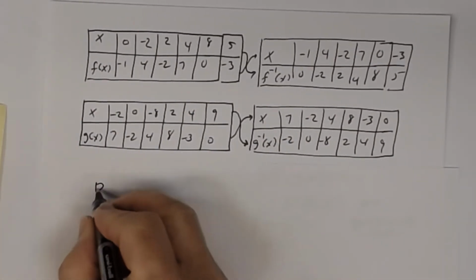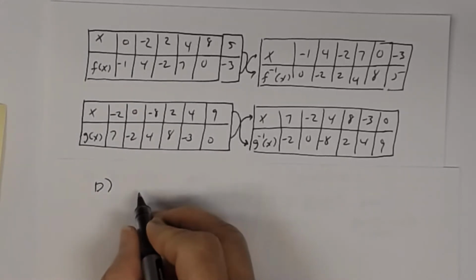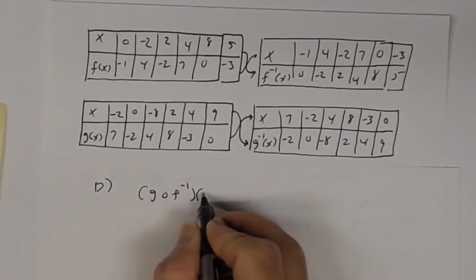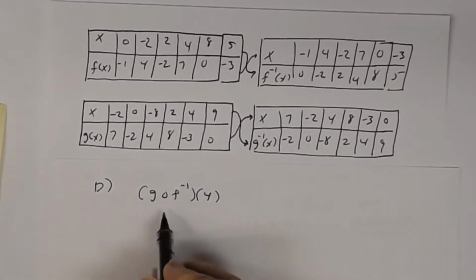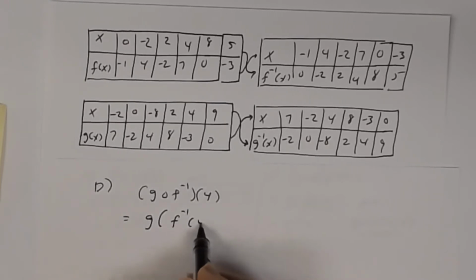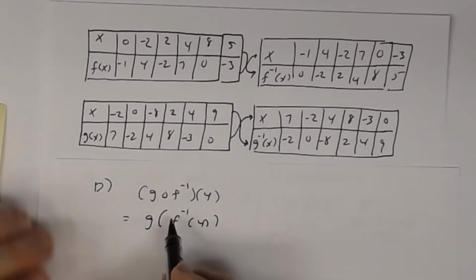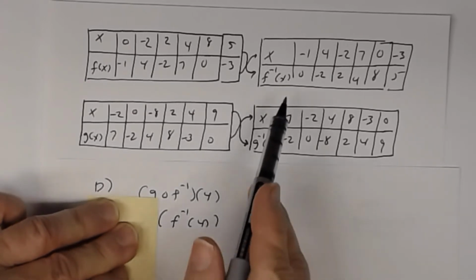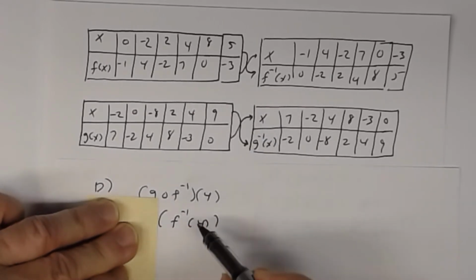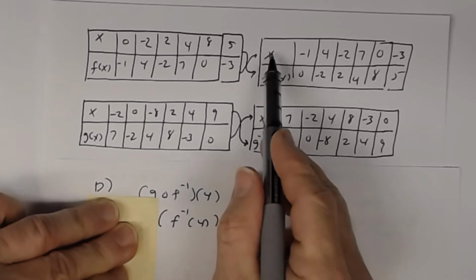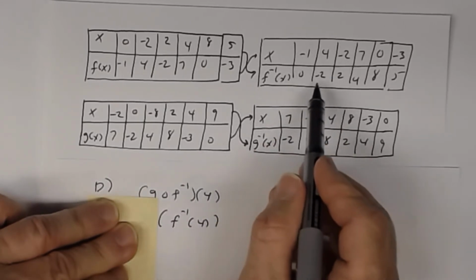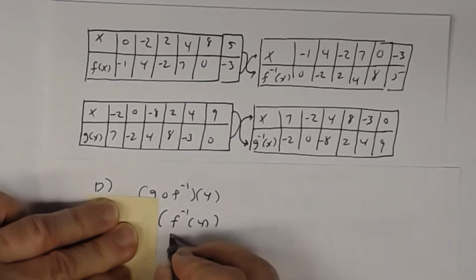All right, D, you have g composed with f inverse at 4. All right, by definition, this means g of f inverse of 4. So I got to find this part first. So I got to go to my f inverse function. So that's this one, right? And so when x is 4, so x is 4 here, then that says f inverse of 4 is negative 2. So this is negative 2.